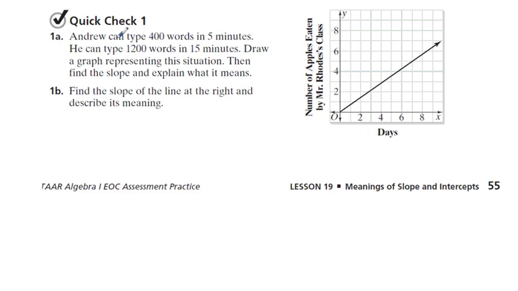Next, the quick check 1. 1A, Andrew can type 400 words in 5 minutes. He can type 1,200 words in 15 minutes. Draw a graph representing the situation, then find the slope and explain what it means. What I'm going to do is write this down here to leave room.